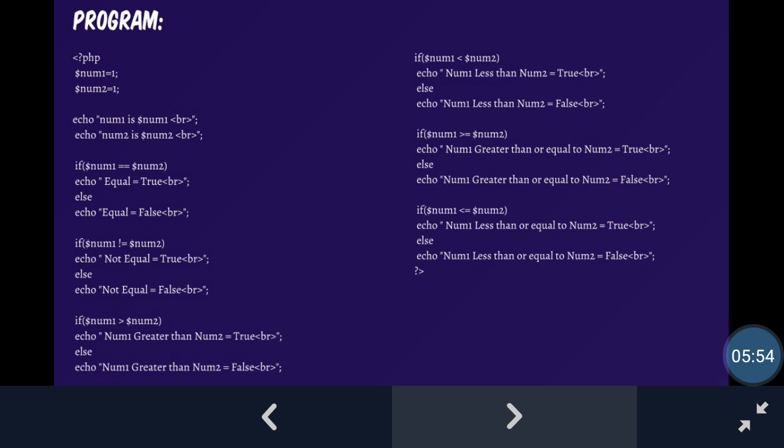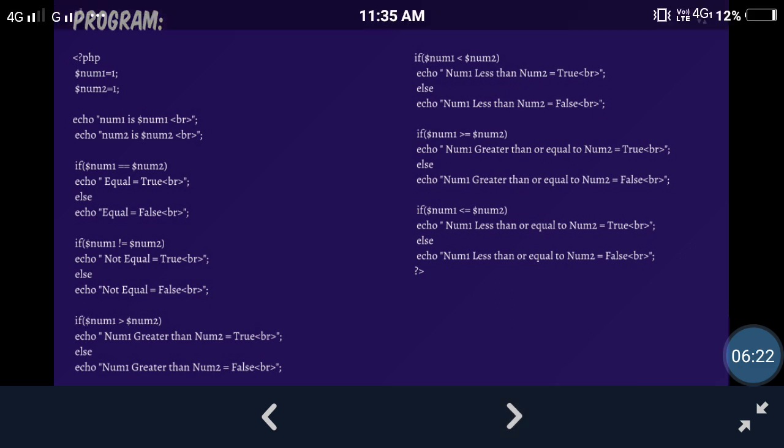The program seems to be lengthy, but it is very simple. What I have done is, I have taken two variables, $num1 is equal to 1, I have assigned value 1 to it, and $num2 I have assigned again value 1 to it. So we have two variables here, $num1 is equal to 1, $num2 is equal to 1 again. I am just printing it. The $num1 is equal to the value, and num2 is equal to the value.